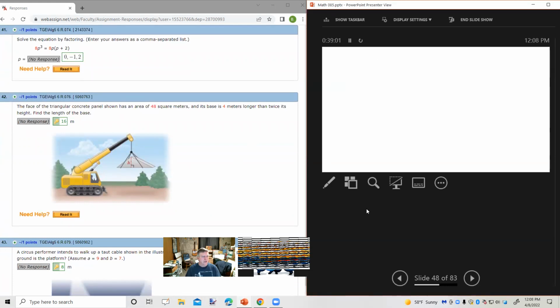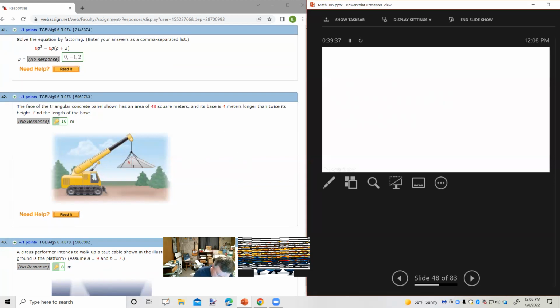The face of the triangular concrete panel shown has an area of 48 square meters, and its base is 4 meters longer than twice its height. The question that comes up is, how do you know when to use area equals 1/2 base times height or a squared plus b squared equals c squared? Well, the clue usually is if they give you an area, we're using area equals 1/2 base times height. And if they don't give you the area, then typically it's the Pythagorean theorem.